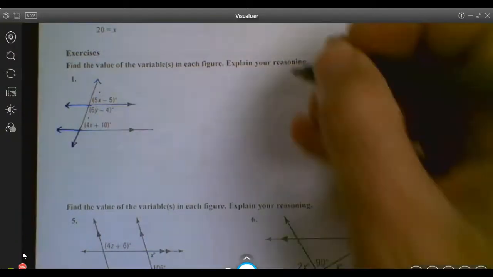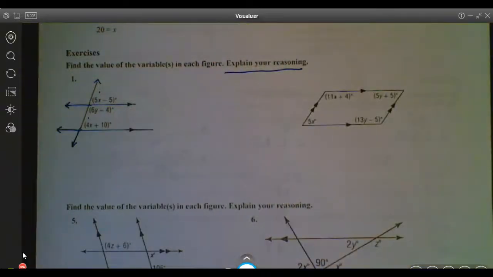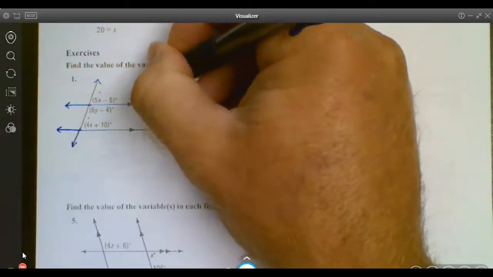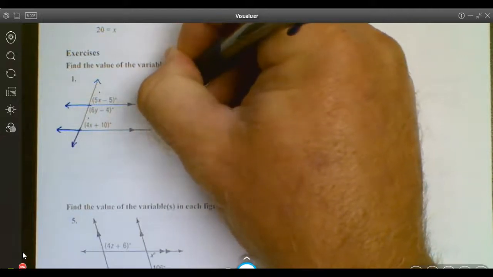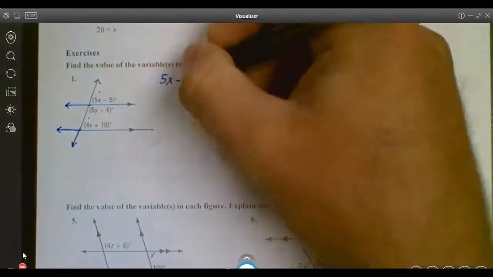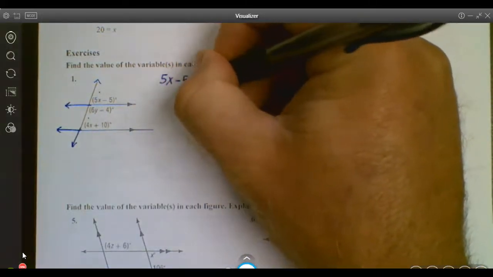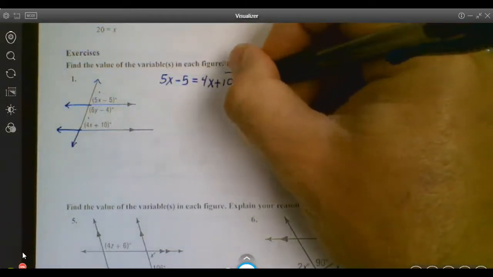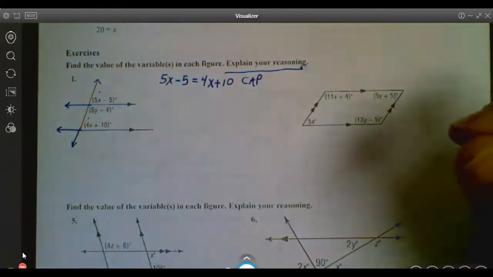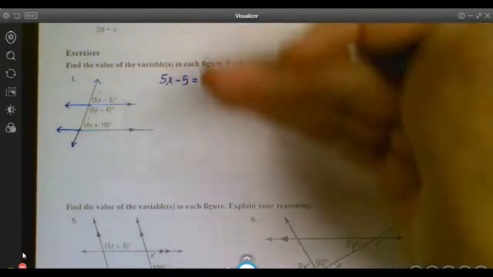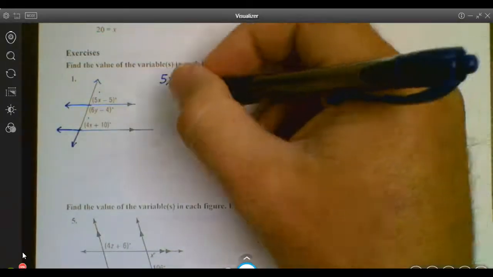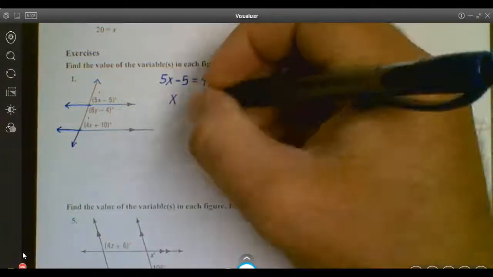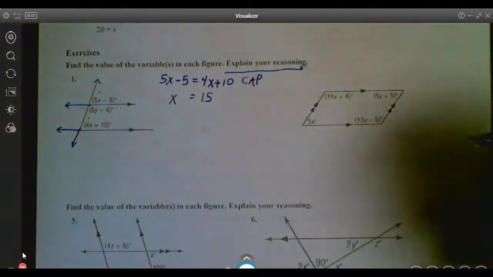So that's my reasoning. When they say explain your reasoning, it's corresponding angles that allows me to say that 5x minus 5 is congruent or equal to 4x plus 10. So for explain your reasoning, we could say it's the corresponding angles postulate. And then I could go on to solve for x. So I'll just do that real quick. Subtract the 4x over, add the 5 over, and we get x is 15.